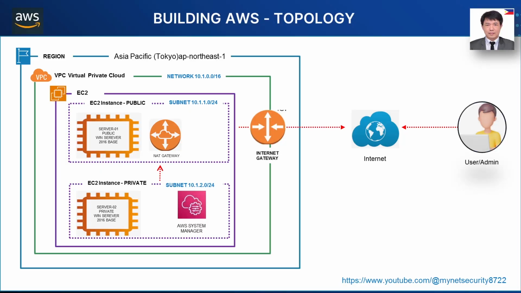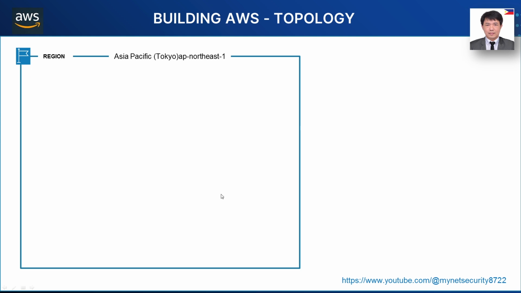Here's our topology. As you can see, the region is Asia Pacific, Tokyo. Okay, and then we will create a VPC, EC2, internet gateway, NAT gateway, and we'll install AWS Systems Manager. First, we need to select the region.